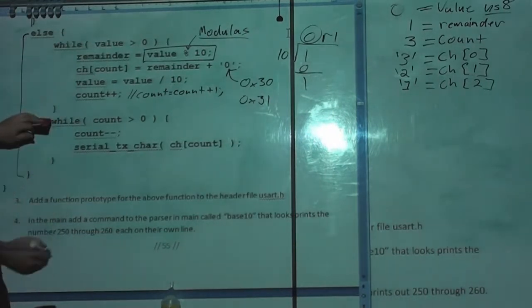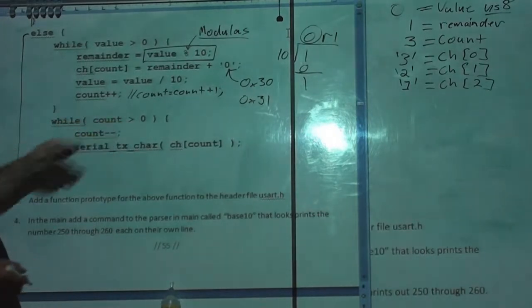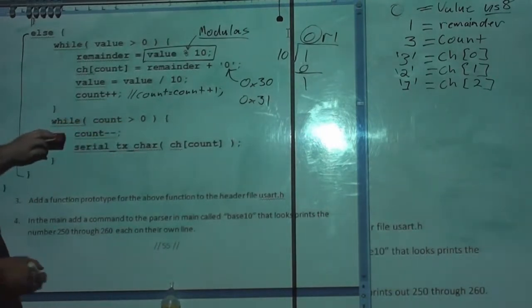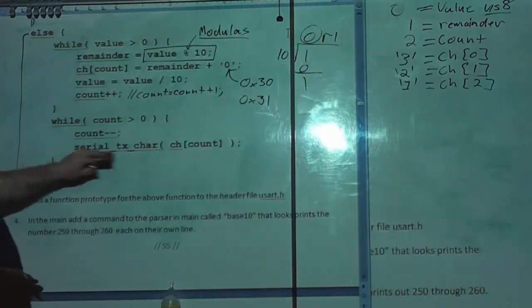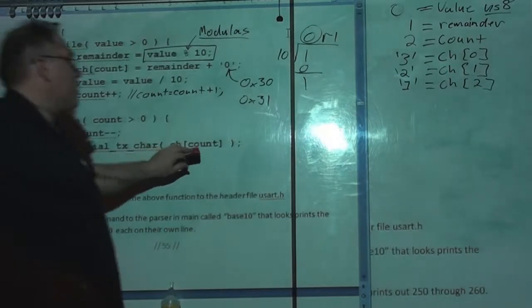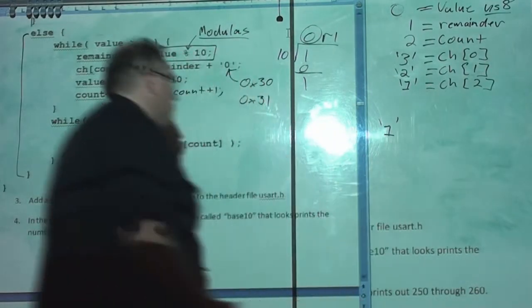We come down here to this next loop. So count is now 3, and it says while count is greater than 0, go into this loop. Count is 3, so 3 is greater than 0, this statement is true, so we go into the loop. Count minus minus subtracts 1, so count becomes 2. And we transmit the character CH2 because count is 2. So CH2 is 1. So on the serial terminal, you'll see the number 1 print out.